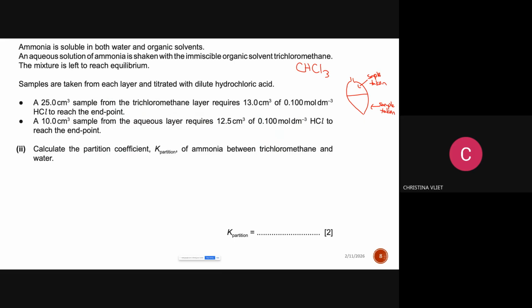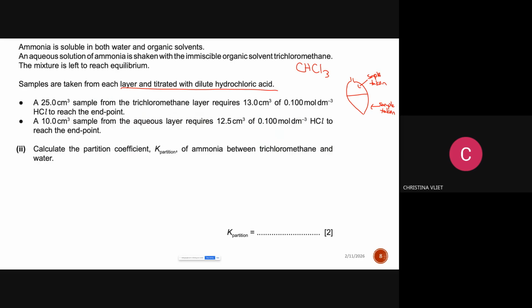They take out those samples and they run a titration with dilute hydrochloric acid. So samples are taken from each layer and titrated. And then they give you the following information. A 25 cm³ sample from the trichloromethane layer requires 13 cm³ of 0.1 molarity HCl to reach the end point. And then a 10 cm³ sample from the aqueous layer requires 12.5 cm³ of 0.1 molarity HCl to reach the end point. Calculate the partition coefficient of ammonia between trichloromethane and water.